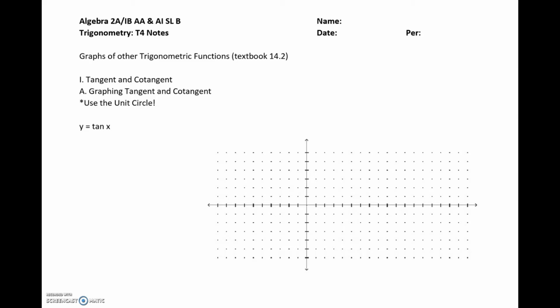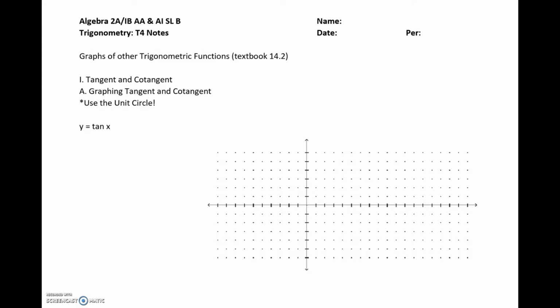In this lesson, we're going to talk about graphing other trigonometric functions. So we've already done sine and cosine. So we're going to be looking at tangent, and then cotangent, cosecant, and secant, and see how they relate to the base functions of sine, cosine, and tangent. We're going to first start off by looking at how we graph tangent.